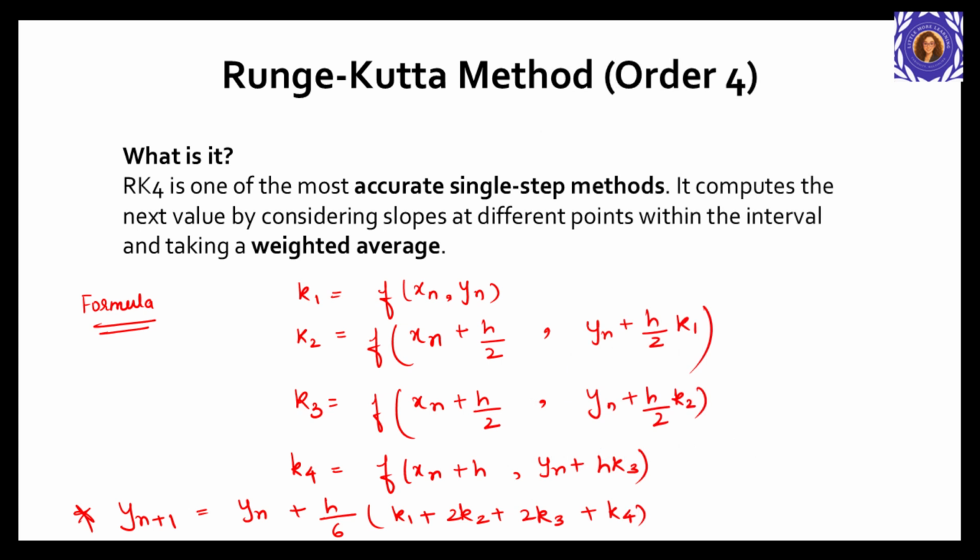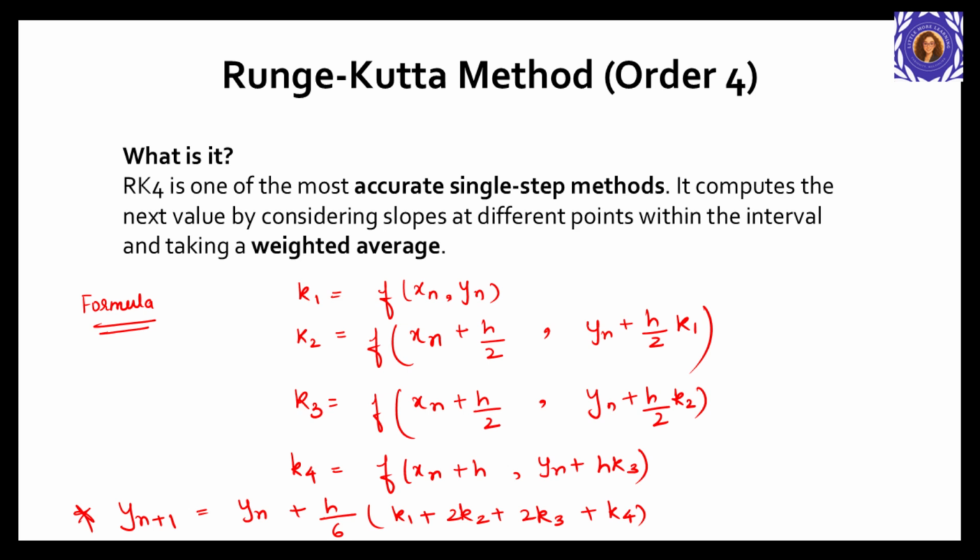Which brings us to the Runge-Kutta method, especially the fourth order one. This is the one that most real-world simulations use. So what's the idea? Instead of just using the slope at the start like Euler's, Runge-Kutta says, hold on. Let's sample the slope at multiple places in the interval, average them smartly, and then move forward.